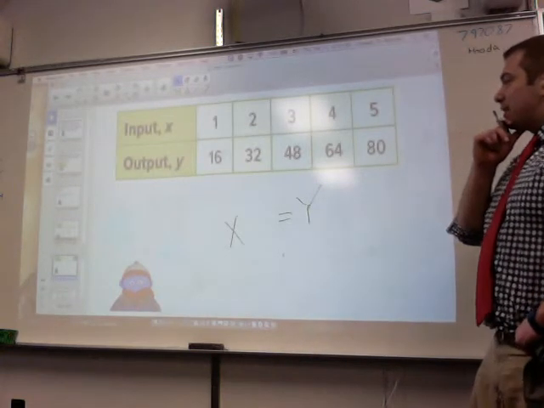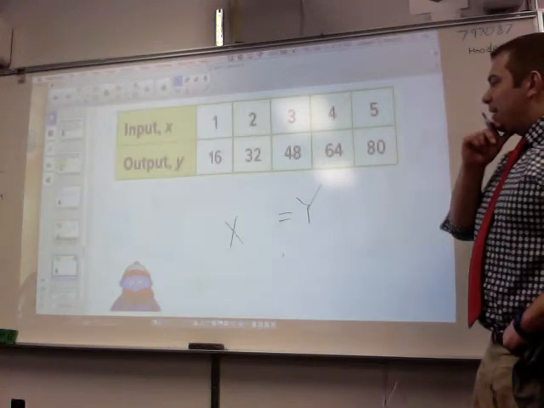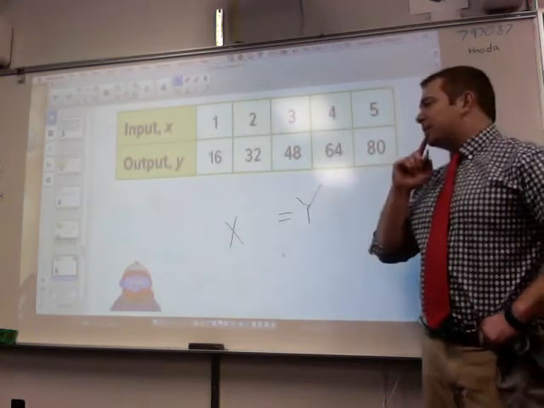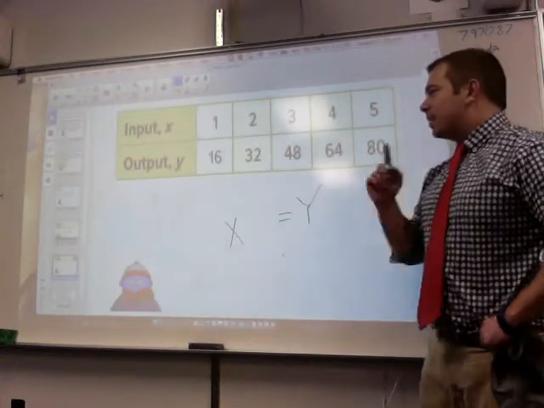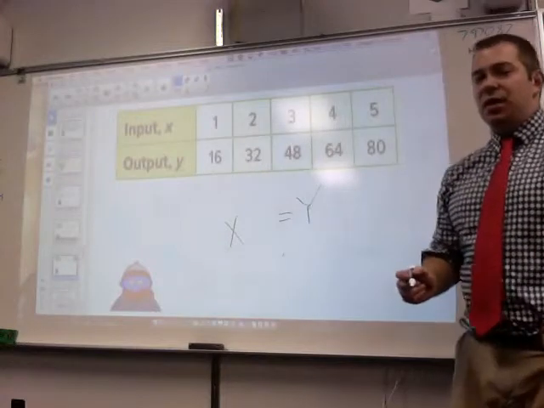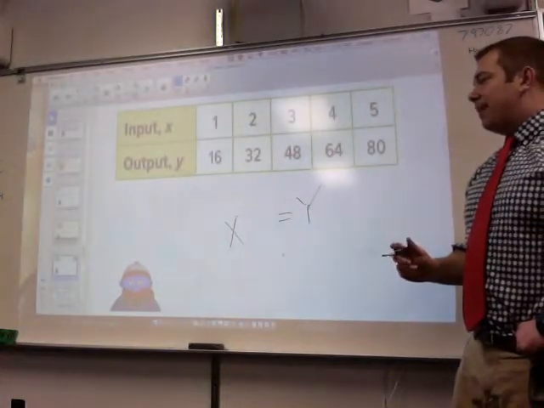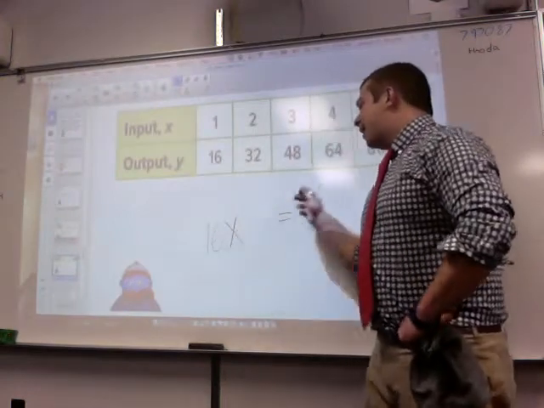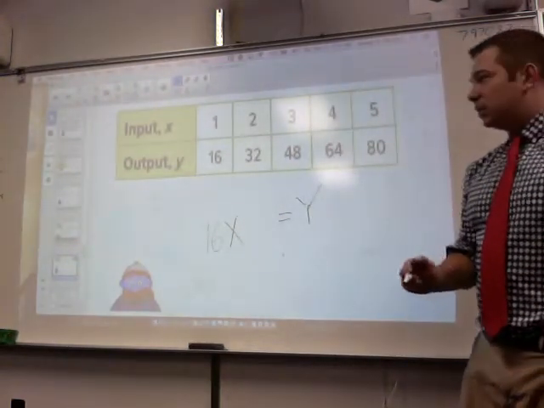I'm going to this time multiply by 16. All right, I don't know if I said it before. Multiply by 16 or add 15. Because I can see right away if I add 15 that works, but if I add 15 here that doesn't. So I'm thinking I have to multiply by 16. So I'm going to have 16x will equal my y.